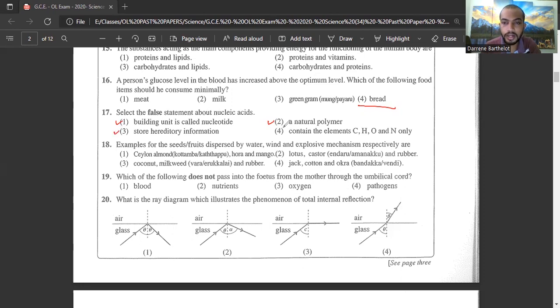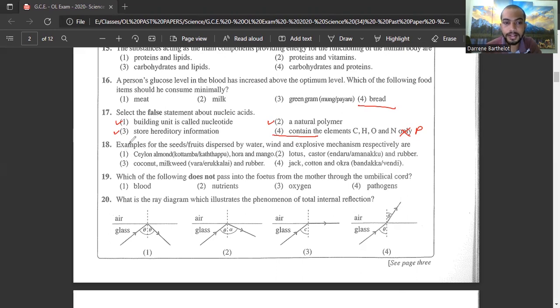Then fourth one, contain the elements CHON only. That's wrong. Why? Nucleic acid contains CHON and also it contains P. That means phosphorus also is present in nucleic acid. So the answer should be the fourth one because it's a false statement.